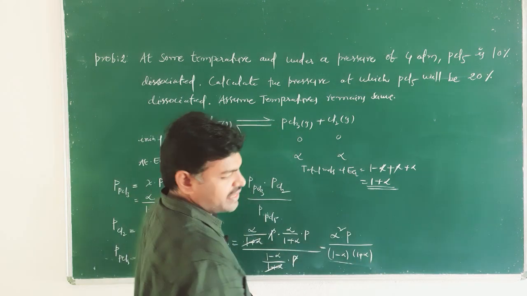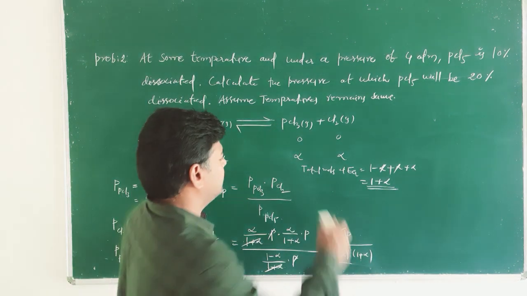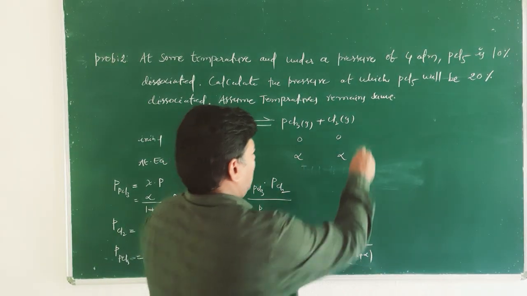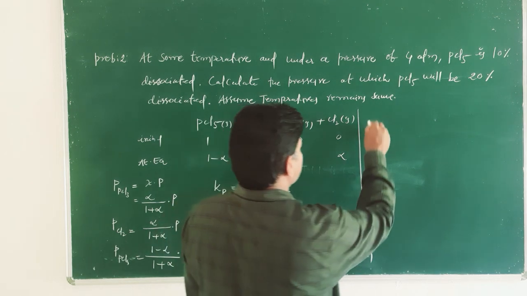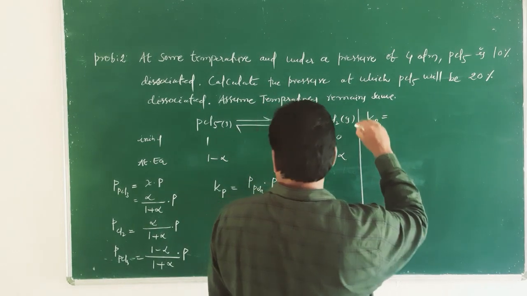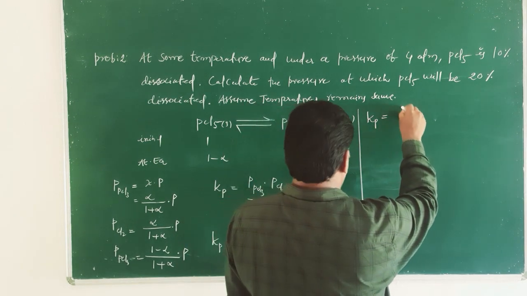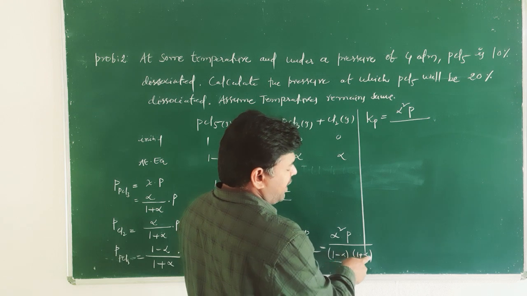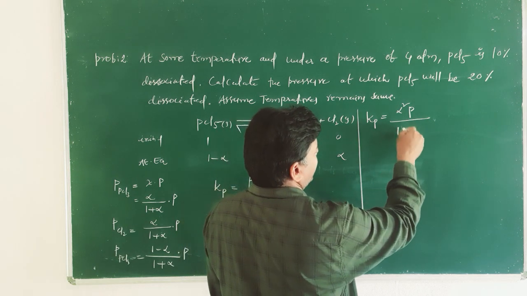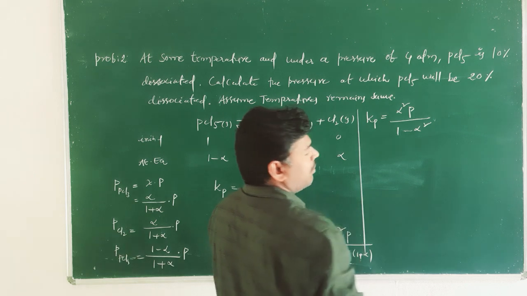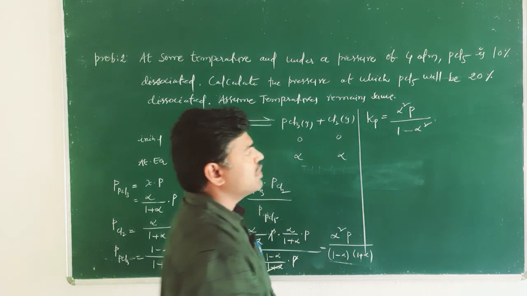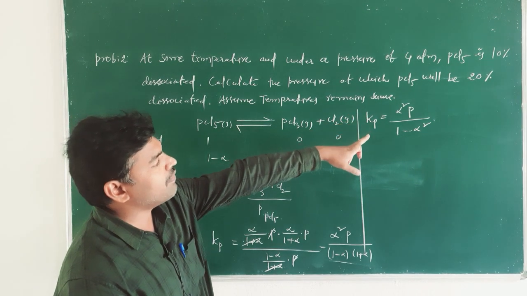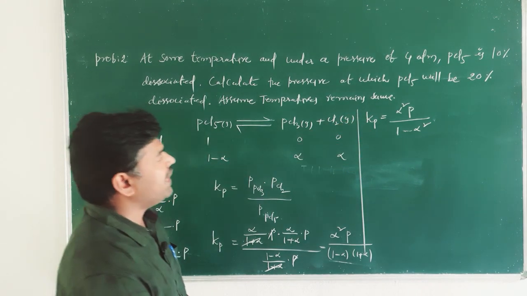So we can write Kp is equal to alpha square P by (1 minus alpha)(1 plus alpha). We can write a minus b into a plus b as a square minus b square, so that is 1 minus alpha square. So this is the equilibrium constant: Kp is equal to alpha square P by 1 minus alpha square.